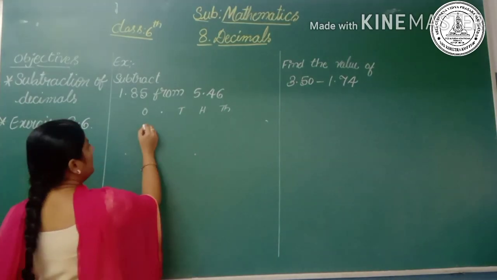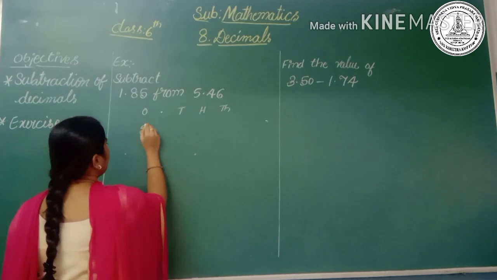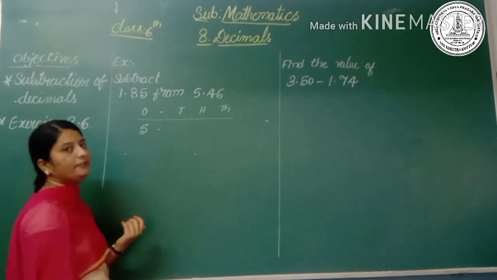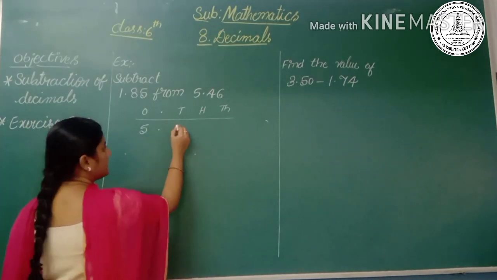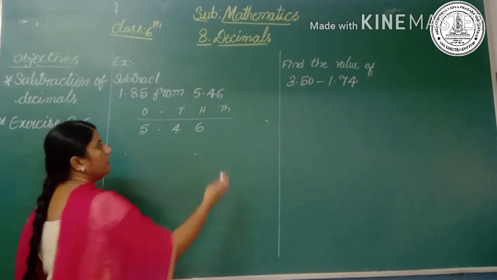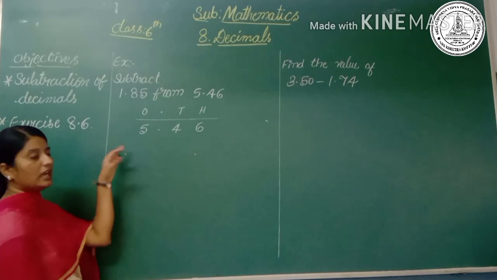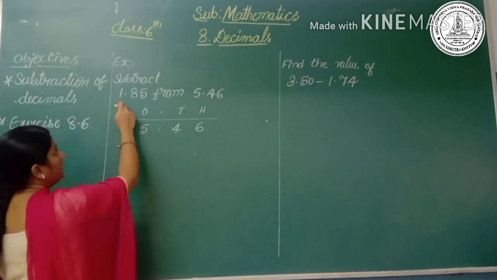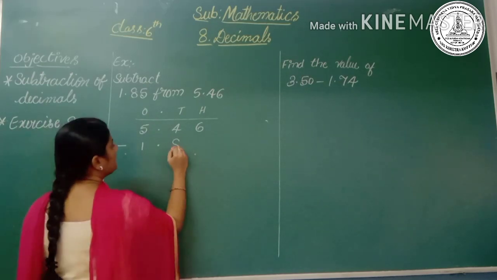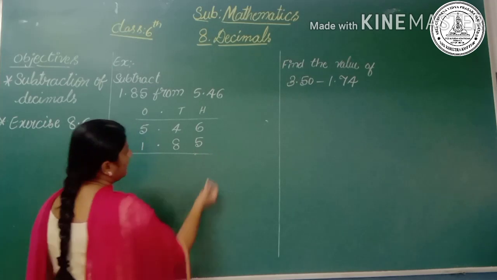Okay, it's right here. 5 is in the ones place, so write 5 in the ones place. Keep the decimal point. Then 4 is in the tenths place, 6 is in the hundredths place. Then there is no thousandths place. Then the subtrahend we have to write here: minus 1 is in the ones place, point 8 is in the tenths place, 5 is in the hundredths place. Okay.